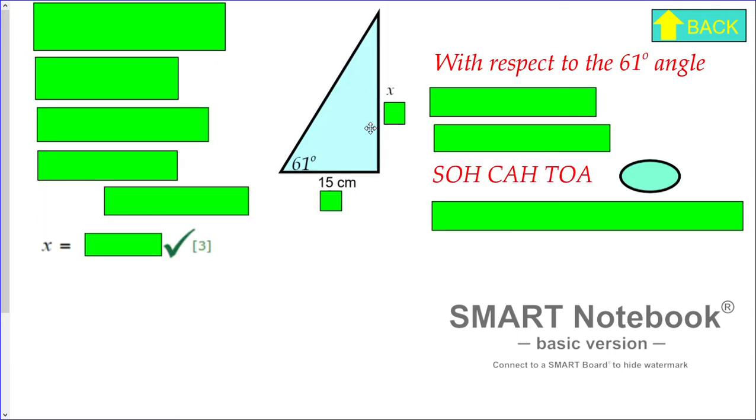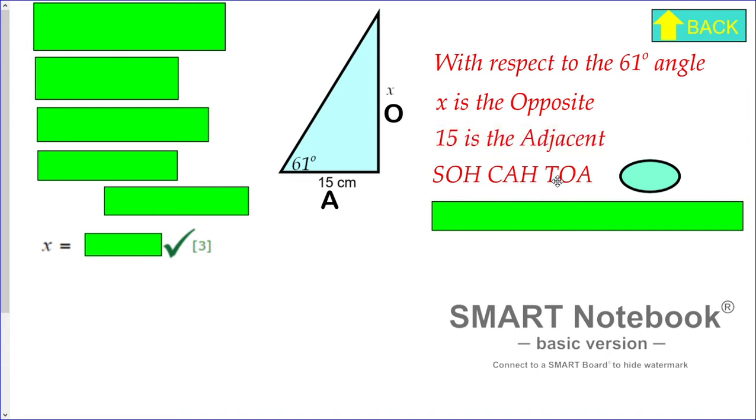So we found our right-angled triangle. Now we use trigonometry to solve for the unknown side x. With respect to 61 degrees, x is the opposite side, and 15 is the adjacent side. So with opposite and adjacent, which one do we use? Opposite and adjacent. There it is, tan. Tan is the opposite over adjacent. So we're going to be using tan.